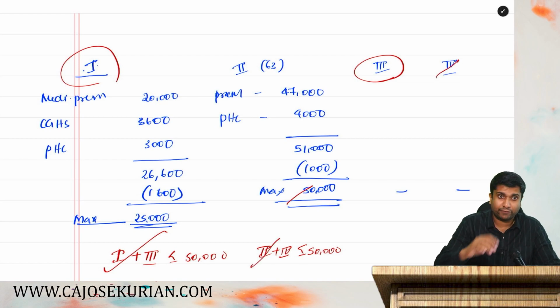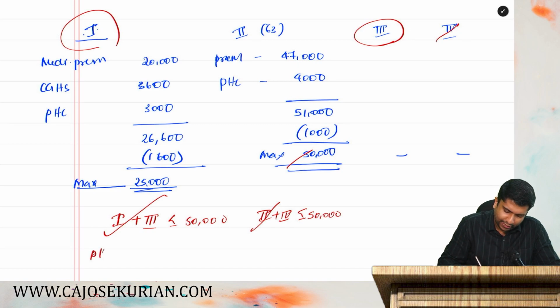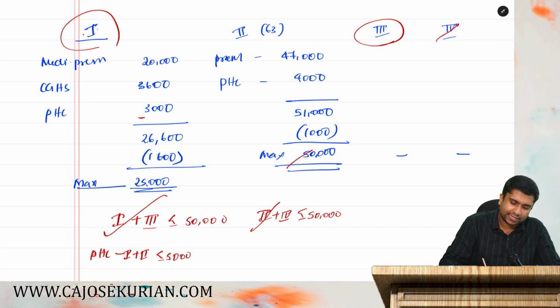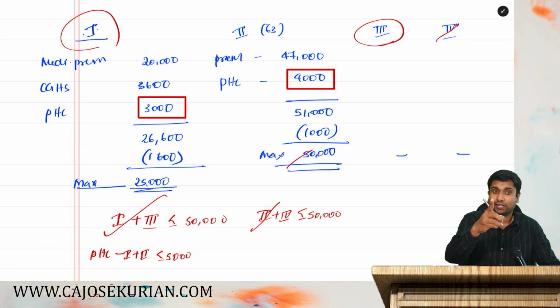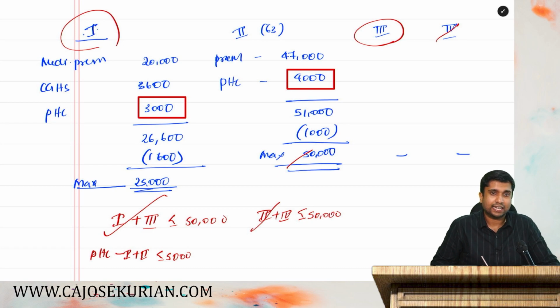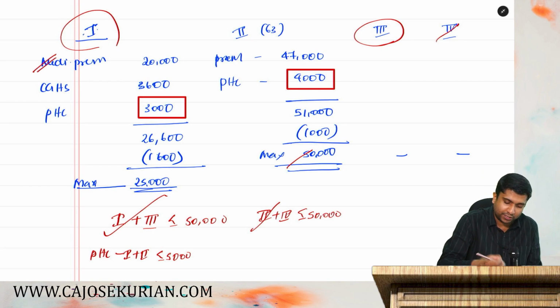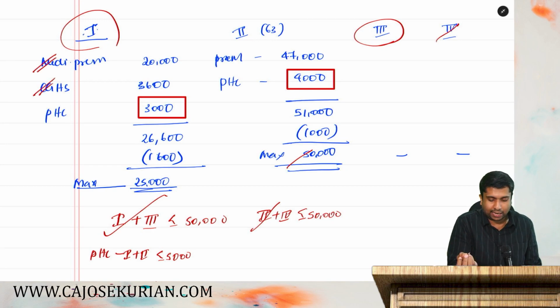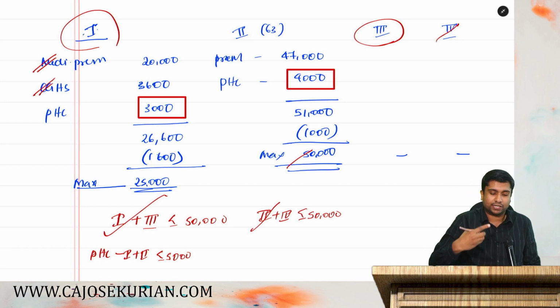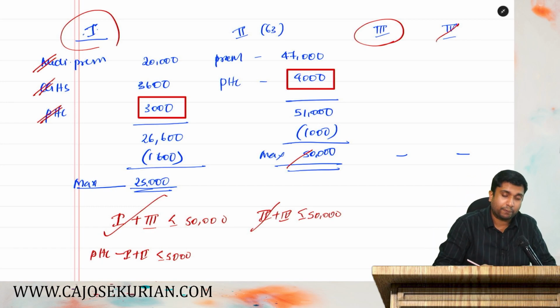Now in relation to the preventive health checkup condition. Preventive health checkup in category 1 plus category 2 should be less than or equal to 5,000. Now the preventive health checkup in category 1 is 3,000 and category 2 is 4,000. But one point you have to consider, in category 1 there is a disallowance of 1,600. That disallowance you can take from anything: from preventive health checkup, from insurance premium, or from central government health scheme.